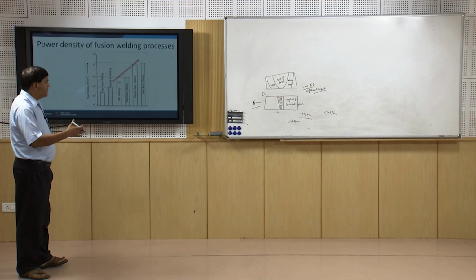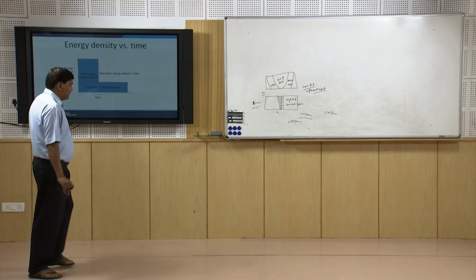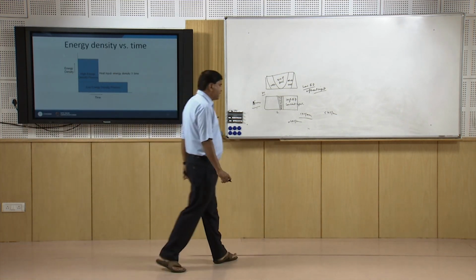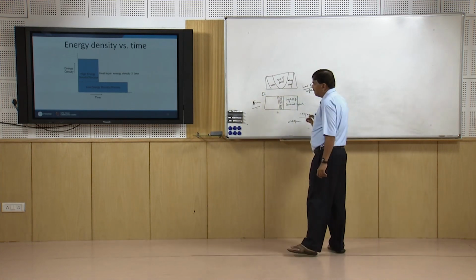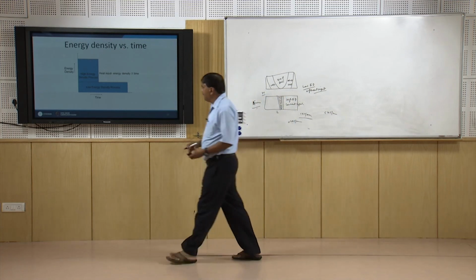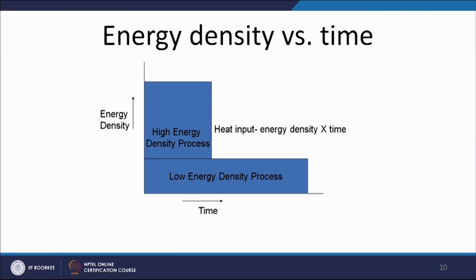Higher the energy density, lower will be the heat input which will be required for the fusion purpose. So, this is what we can understand from this diagram also, wherein if the energy density is high, the time required for delivery of the energy for the melting purpose is very less. When the energy density is low, the time required for applying the energy for the fusion purpose is very long.